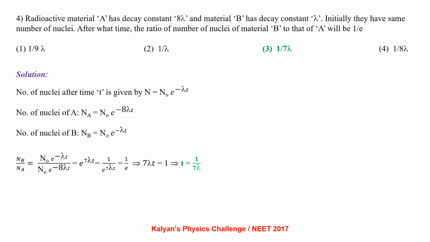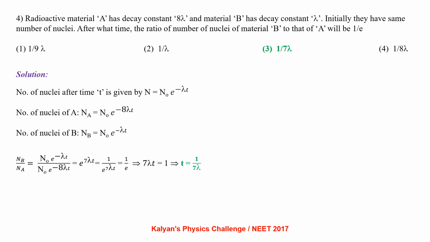Coming to question number 4. Radioactive material A has a decay constant 8 lambda and material B has a decay constant lambda. Initially they have the same number of nuclei. After what time will the ratio of number of nuclei of material B to that of A be 1 by e?